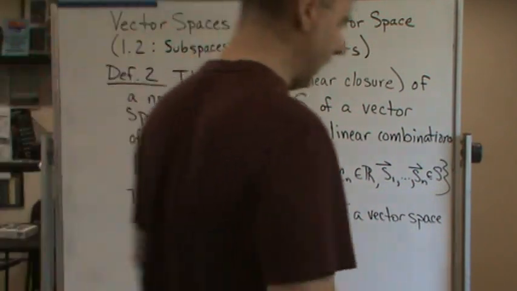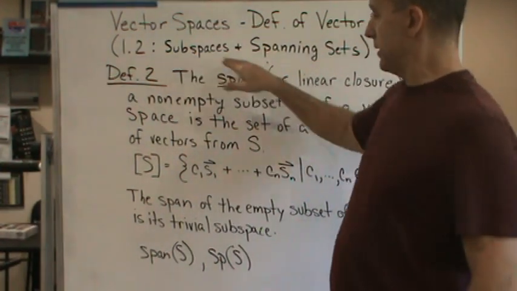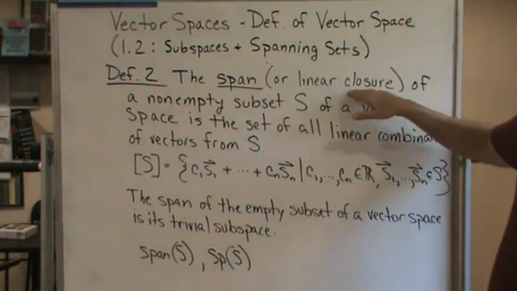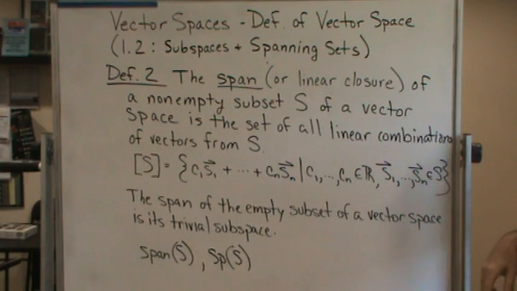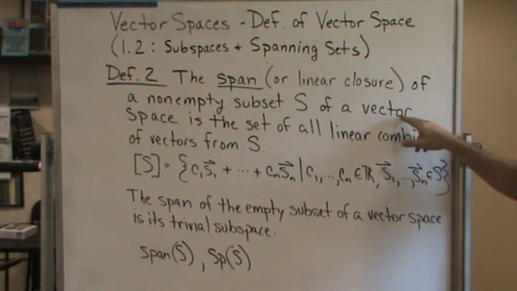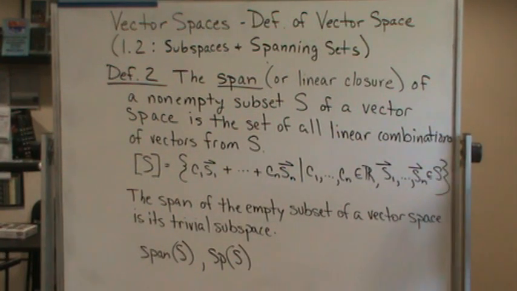All right, let's look at another definition. This is where we're going to talk about the span, right? Because we're talking about subspaces and spanning sets, the span, or linear closure if you will, of a non-empty subset S of a vector space is the set of all linear combinations of vectors from S.